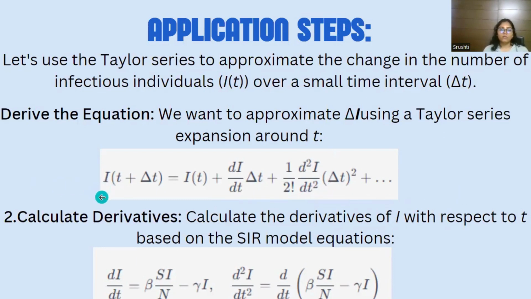Now let's learn the formula. I of t plus delta t is equal to I of t plus dI by dt into delta t plus 1 by 2 factorial into d squared I by dt squared into delta t squared plus so on.